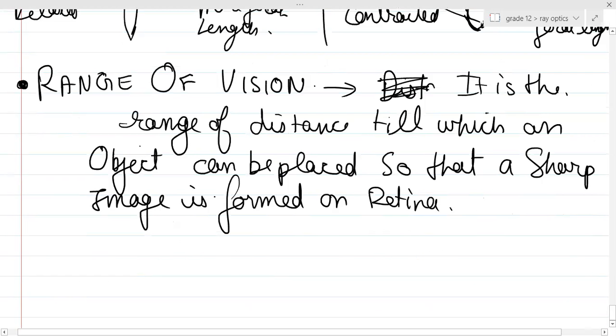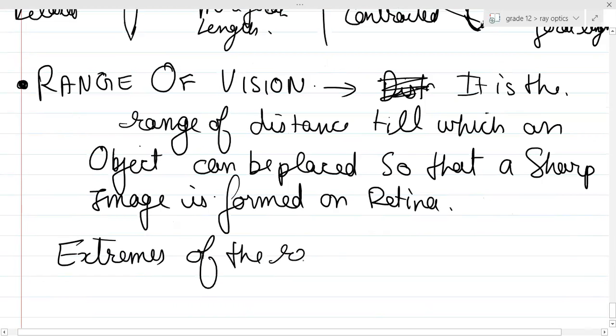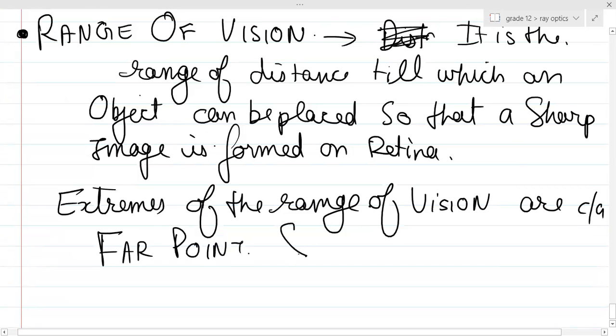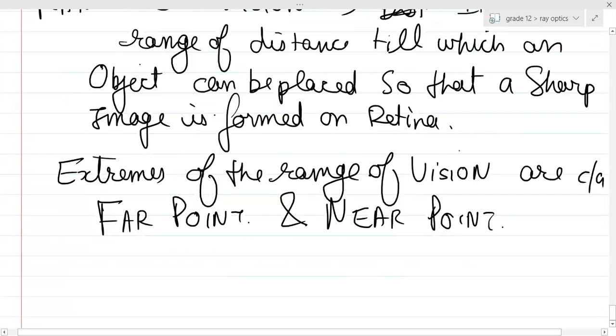It is basically called the range of vision. Basically the extremes, right? Always remember the extremities of the range of vision are called what here? They are called the far point and the near point. Far point is the greatest distance till which a normal eye can see an object, and near point is the closest distance.